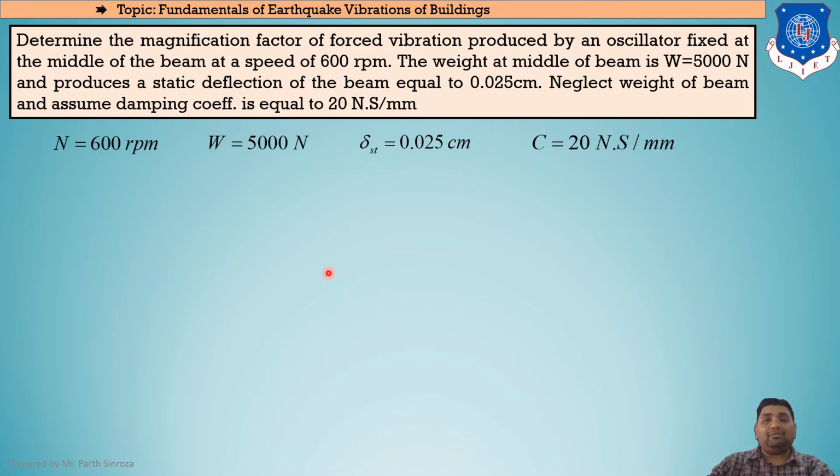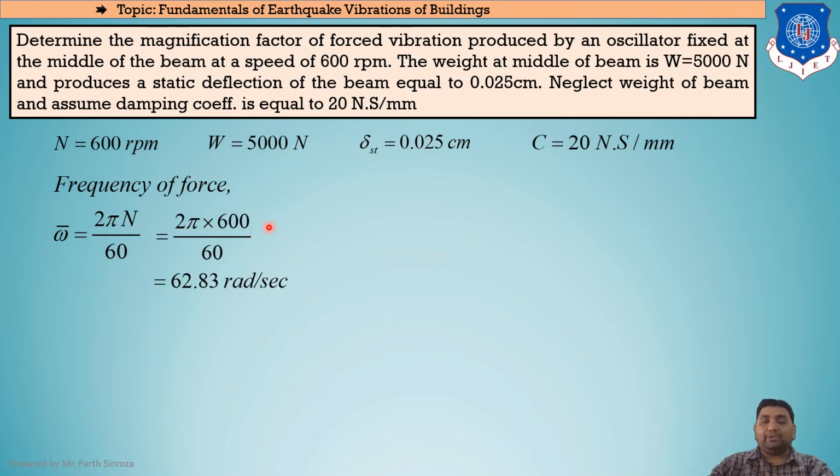To find the value of RD, the first thing we will look at is finding the value of omega dash, because ultimately we will be looking to find the value of R, that is our response ratio. So response ratio is equal to omega dash upon omega, that is the frequency of force divided by our natural angular frequency. First we will find the frequency of force, omega dash. The equation is omega dash equal to 2 pi N by 60. We have already been given in the question that N equal to 600. So substituting here, we get the value of omega dash to be equal to 62.83 radian per second.